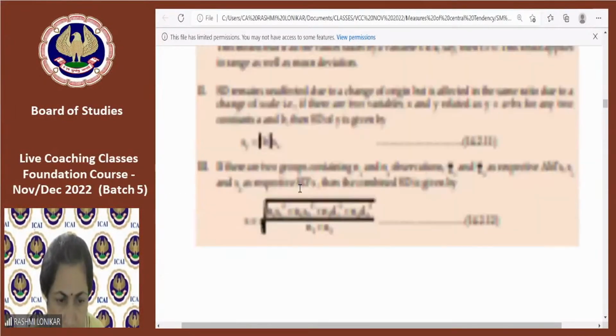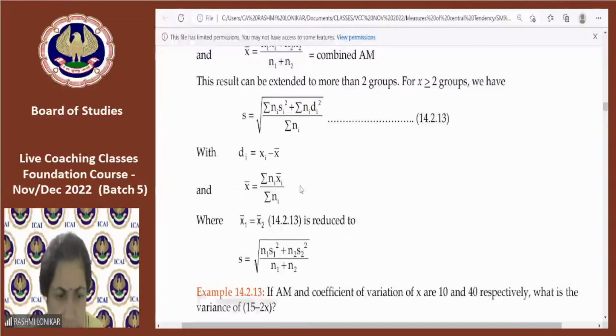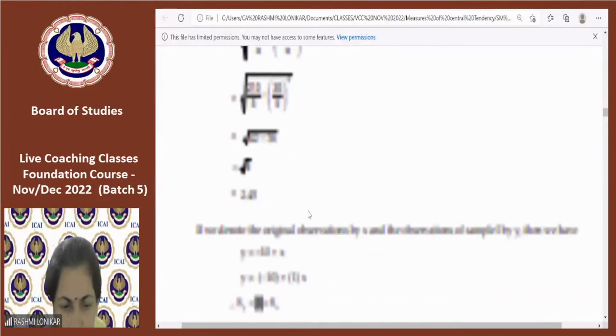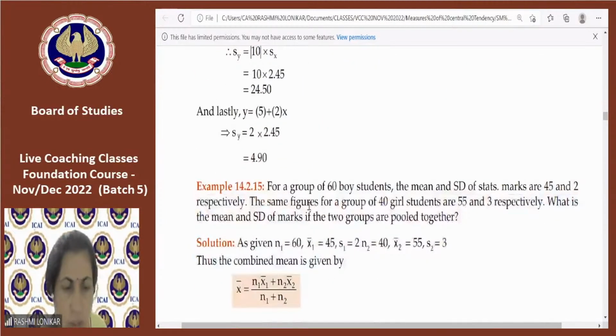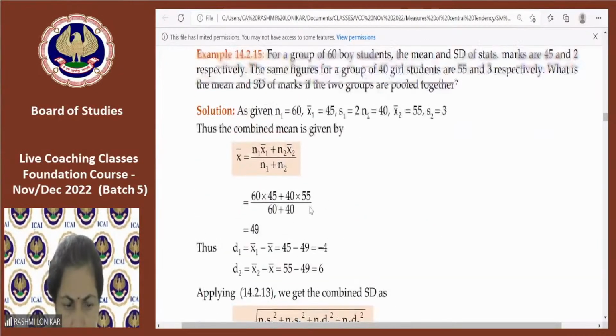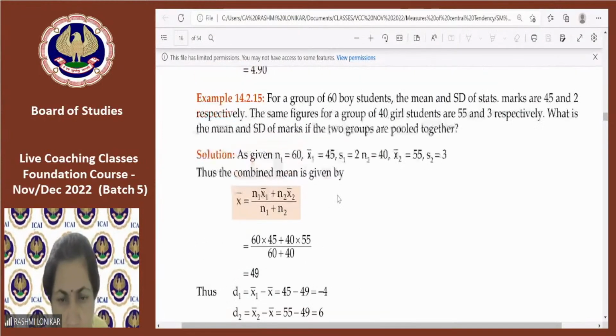One sum I want to take over here. What is that sum? This also we have taken. For a group of 60 boys, the mean and standard deviation of marks is 45 and 2 respectively. The same figures for a group of 40 girl students is 55 and 3 respectively. What is the mean and standard deviation of marks if both the groups are pooled together?